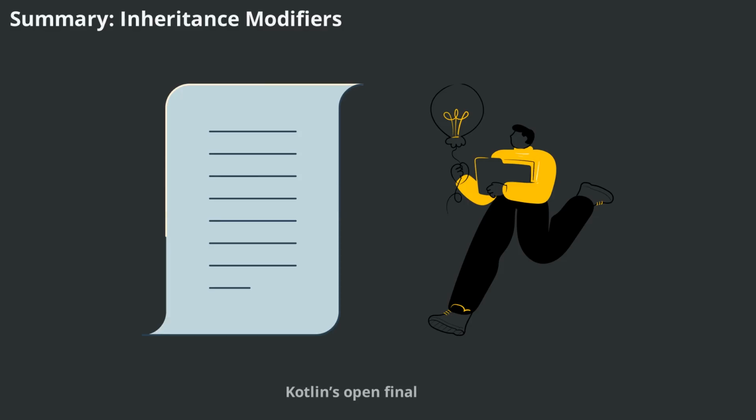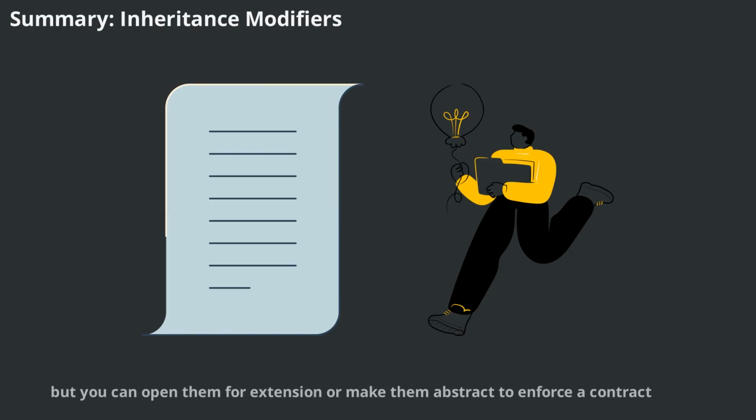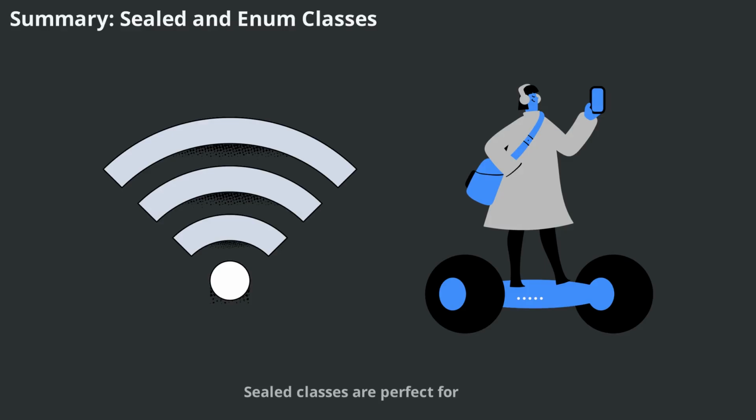Kotlin's open, final, and abstract keywords let you control inheritance and extension. By default, classes are final, but you can open them for extension or make them abstract to enforce a contract. These modifiers help you design robust and predictable code architectures. Sealed classes are perfect for modeling restricted hierarchies with unique states, while enum classes represent fixed sets of constants. Both help you manage your code's possible values, making it safer and easier to maintain.